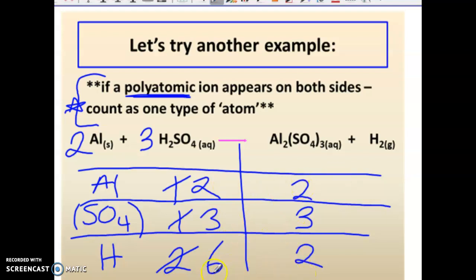So for our hydrogens, the last piece to this is we want the hydrogen number to be 6. So we can add a big number 3 in front and make that 6. So now everything is balanced. And you can always do a check, like recount your elements on both sides to see if they are the same.